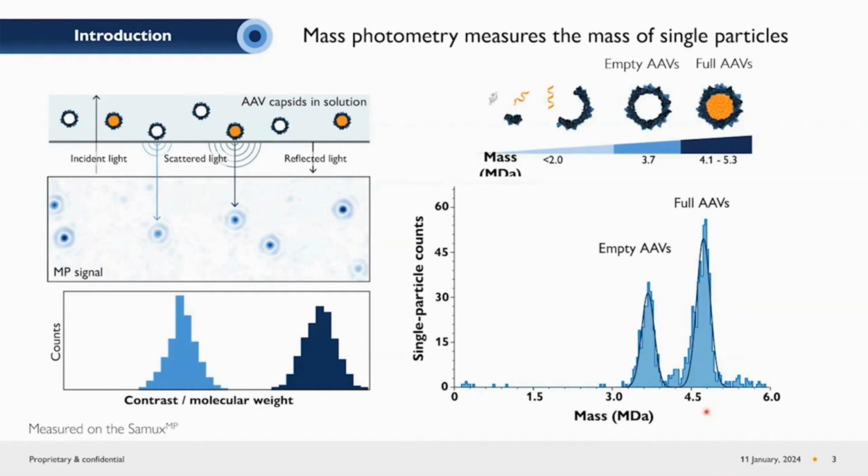Based on our resolution on the system and based on the mass shifts between the different AAV populations, we are able to distinguish and separate the empty population, the full population, and the intermediate or partially filled AAVs that usually sit in between. If you have aggregates or overfilled capsids, we should be able to separate them and quantify them as well.